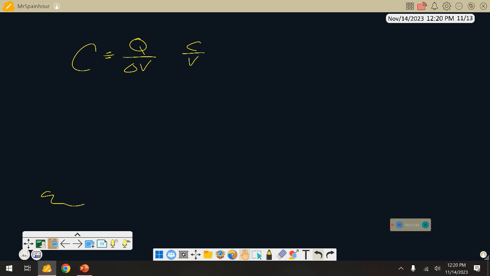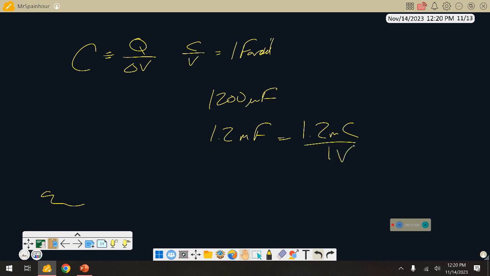Coulombs per volt. But as we discussed, what is one coulomb per 1 volt equal to? 1 farad. So if you see like over there, that said 1,200 microfarads, that's the same thing as 1.2 millifarads, which essentially means you store 1.2 millicoulombs for 1 volt. Capacitance is a measurement of how well a capacitor stores charge per certain amount of volt.